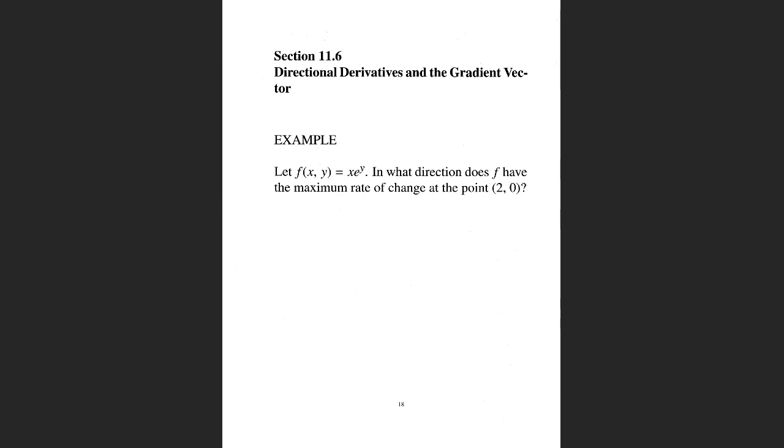Okay, so now we have a function, f of xy equals x times e to the y. And now we're asking, in what direction does the function have a maximum rate of change at the point 2, 0? So a maximum rate of change. I'll just draw an xy axis here.